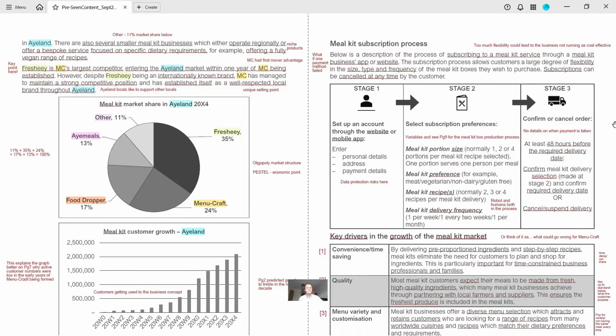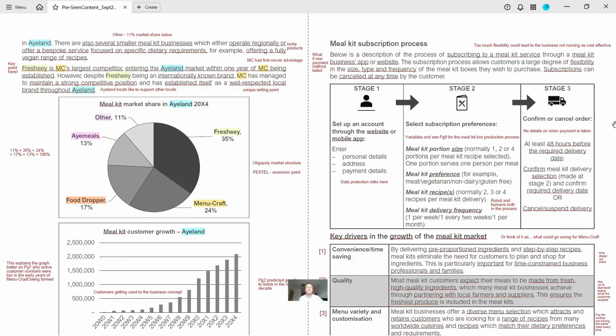How does it work in terms of the business model and the customers actually getting their meal kits? Well, as you can see on there, we have 3 different stages, 1, 2, and 3. And in terms of the descriptions of each of the processes, so what we have up here is subscribing to a meal kit service through a meal kit app or website on there. Those are the 2 different payment options for customers.